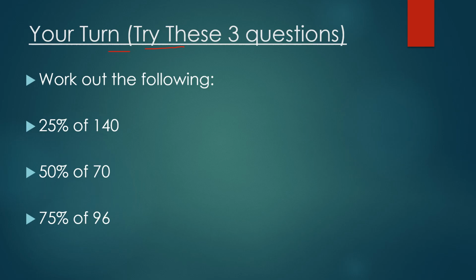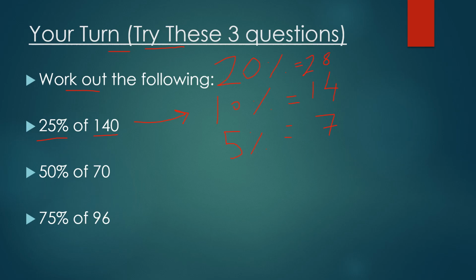Okay, so answers for these. So work out the following. 25% of 140. There's one here. So if I work out 10%, okay, that'll be 14. Okay, 5%, that'll be half of 10%, so that'll be half of 14, that'll be 7. Okay, double 10%, okay, we're going to get 28. 28 plus 7 makes 35.